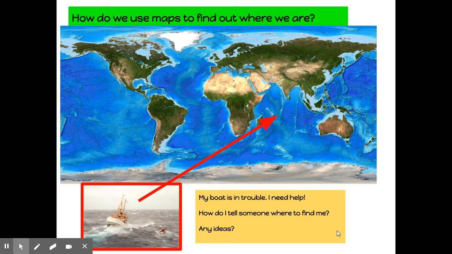So we need to find a way of telling other people where we are on the planet. We can't just say, I'm in the middle of the ocean. It's not going to help them. So that's what we're going to be looking at today.